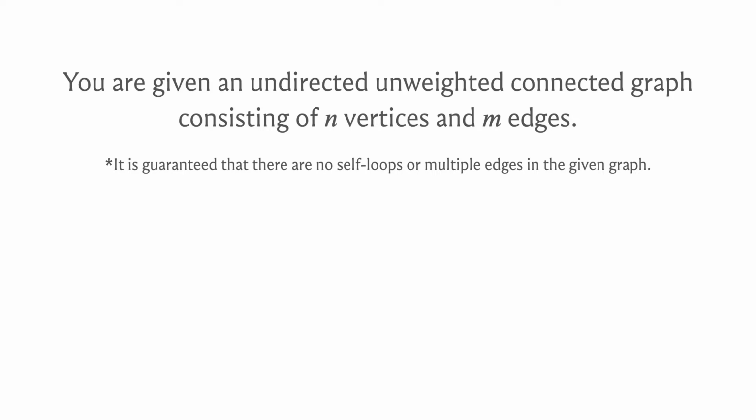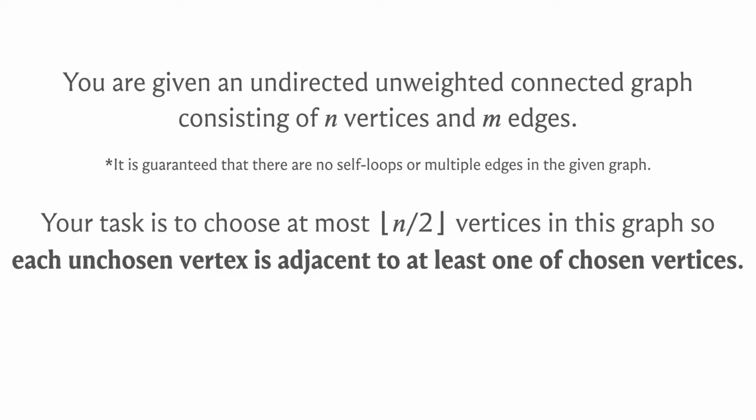And what are we supposed to do? Well, we are supposed to figure out if we can find a subset of at most n/2 vertices, n/2 floored. So if n is odd, we want the smaller half in some sense. So we want at most floor(n/2) many vertices which have the property that each unchosen vertex is adjacent to at least one of the chosen vertices.